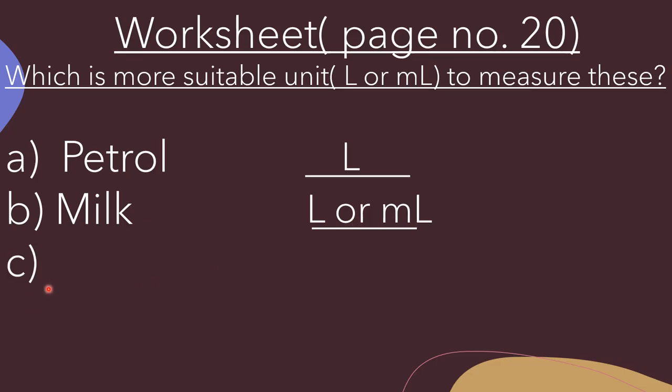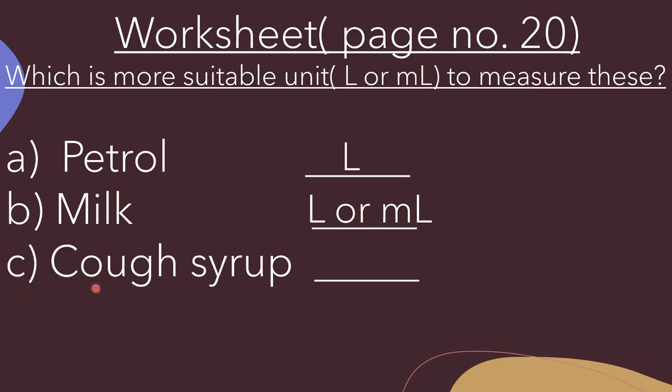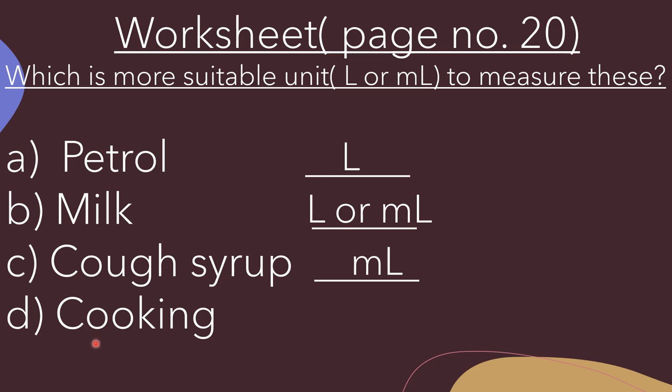नाउ इन सी पार्ट कफ सिरप. कफ सिरप मतलब कफ मीन्स खांसी होता है बेटा और सिरप जो है वो दवाई होती है. तो खांसी की जो दवाई है वो हम किस में मेजर कर सकते हैं, मिलीलीटर्स में. कोई भी मेडिसिन अगर लिक्विड फॉर्म में है तो हम उसे मिलीलीटर में मेजर करते हैं. ओके नाउ इन डी पार्ट कुकिंग ऑयल. सो बेटा कुकिंग ऑयल वी कैन मेजर इट इन बोथ लीटर्स और मिलीलीटर्स.